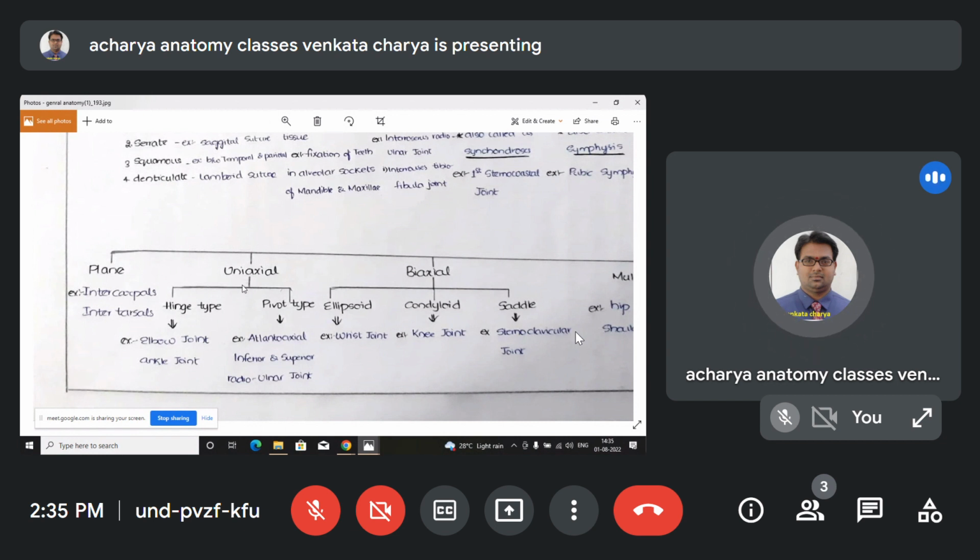See here, adduction, abduction, flexion and extension, and medial rotation, lateral rotation. Are you getting? So medial and lateral rotation by the vertical axis, then flexion and extension by the transverse axis, adduction and abduction by the anterior-posterior axis. So in only one joint there is the presence of three axes. Three axes means it produces six movements. Are you getting? So there are uniaxial, biaxial and multi-axial. Okay. So first write the plane joints.